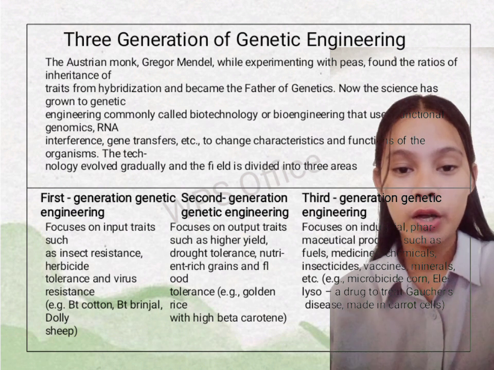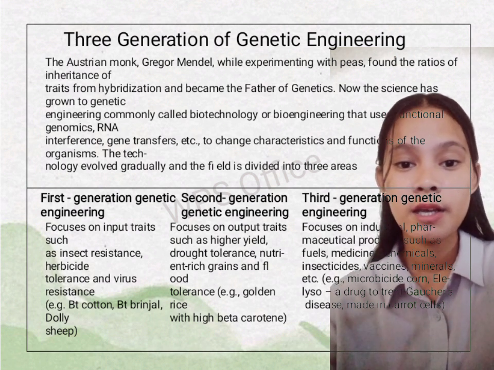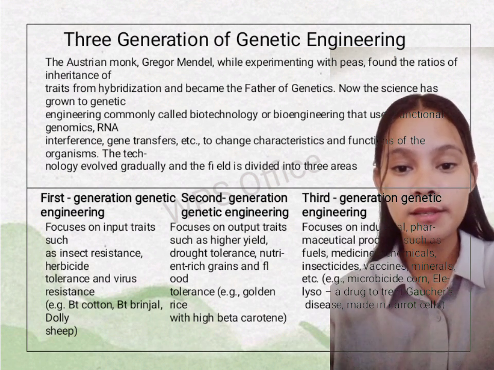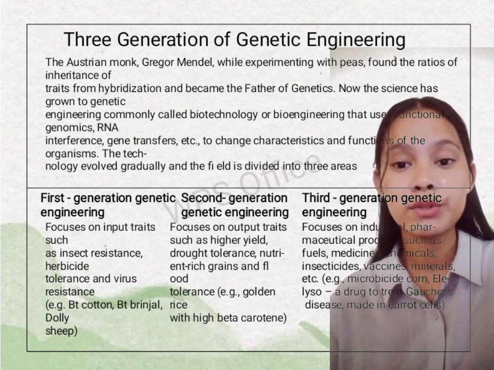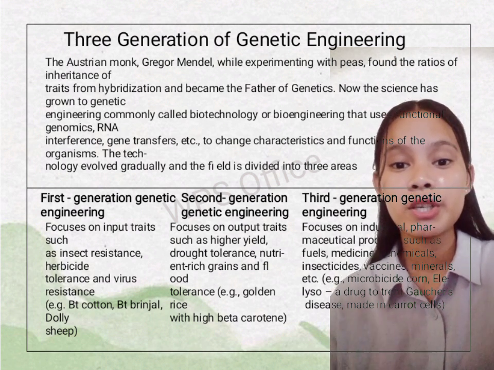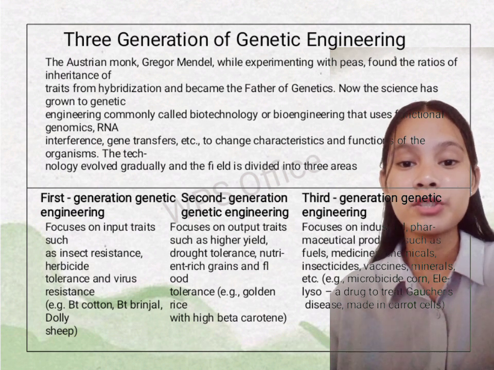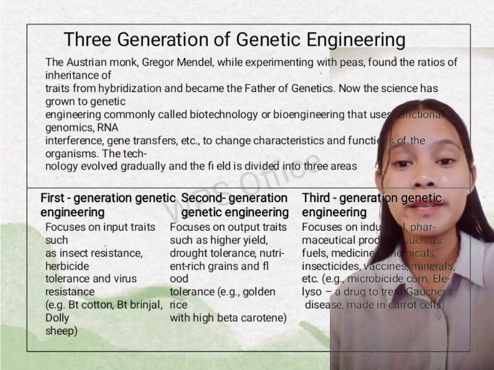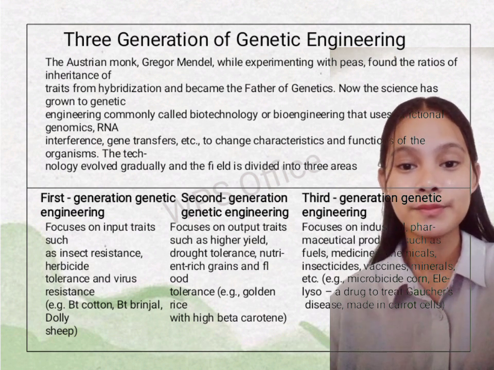There are three generations of genetic engineering. First generation genetic engineering focuses on input traits such as insect resistance, herbicide tolerance, and virus resistance. Second generation genetic engineering focuses on output traits such as higher yield, drought tolerance, nutrient-rich grains, and flood tolerance. Third generation genetic engineering focuses on industrial and pharmaceutical products such as fuels, medicines, chemicals, insecticides, vaccines, and minerals.